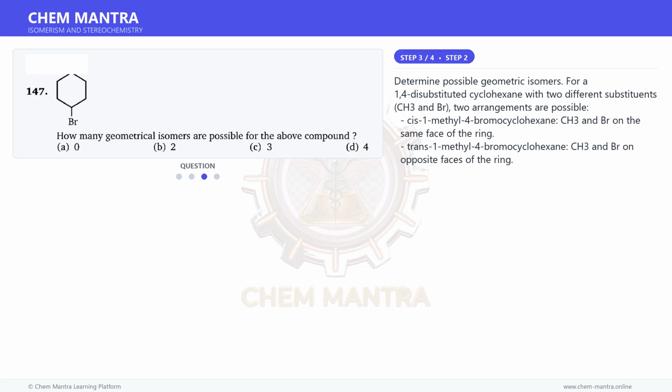Moving on to the next step. Determine possible geometric isomers. For a 1,4-disubstituted cyclohexane with two different substituents, CH3 and Br, two arrangements are possible. Cis-1-methyl-4-bromocyclohexane, CH3 and Br on the same face of the ring. Trans-1-methyl-4-bromocyclohexane, CH3 and Br on opposite faces of the ring.